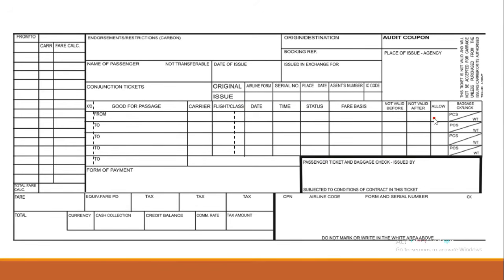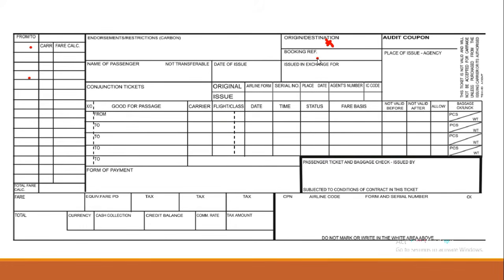So you can write your 30 kg, your 20 kg, depending on the class of travel that you are going to be operating under. From there, you will write the name of your passenger here. Then you will write any endorsements that you will be giving your client here. And then origin destination is going to be the first city and the last city. So the city codes for the first city and the last city that you're going to.